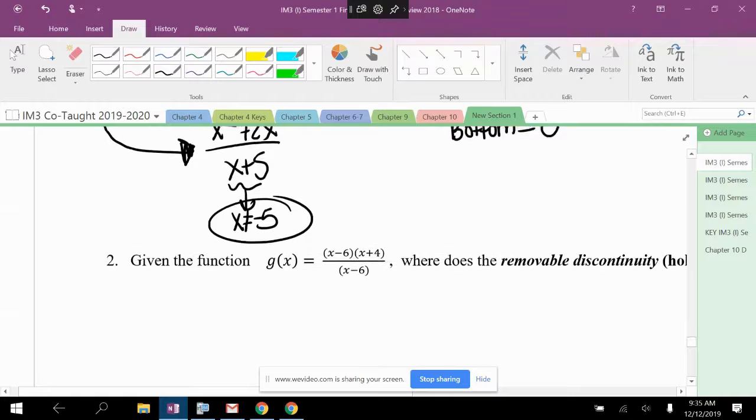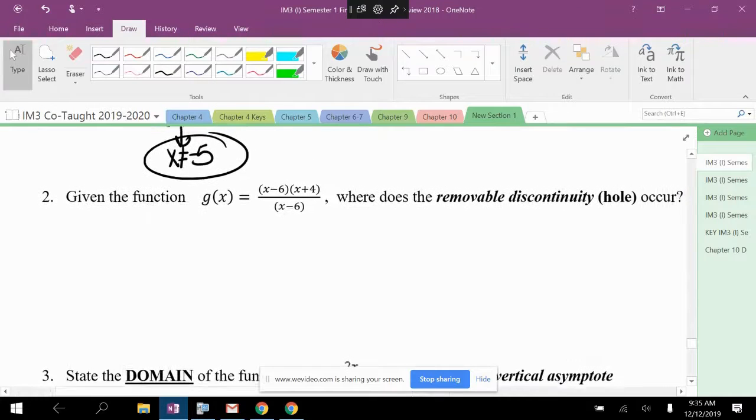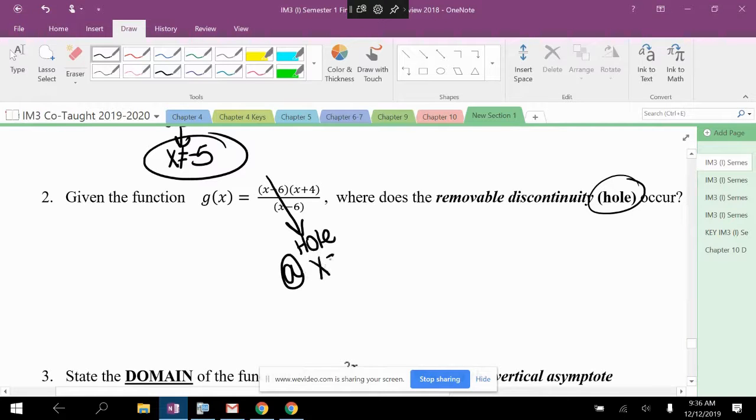Okay. Speaking of that, where does the removable discontinuity, which is a hole, occur? Remember, that happens when something cancels. And what makes that 6, though? What makes that on top. You're right. So this would be a hole. So I'm going to cross this out, and I'm going to write hole. And where is the hole located at? x equals 6. Very good. Remember, you switched the sign, and that's it.